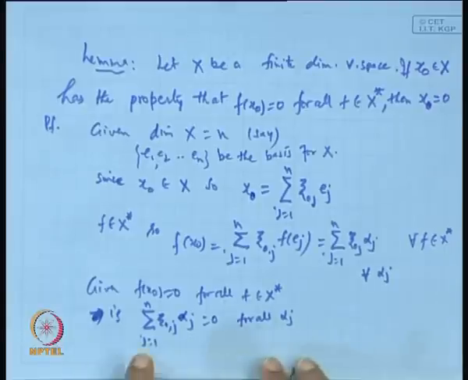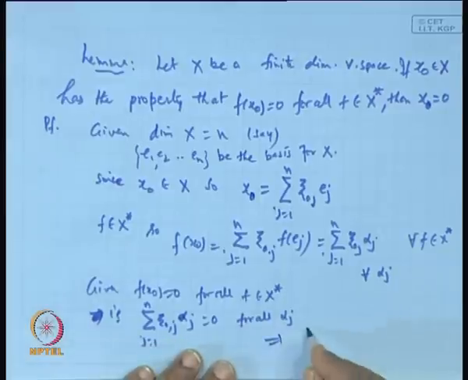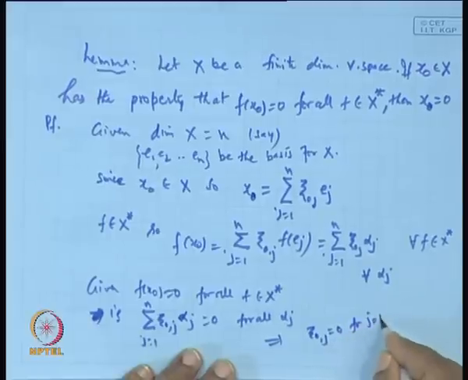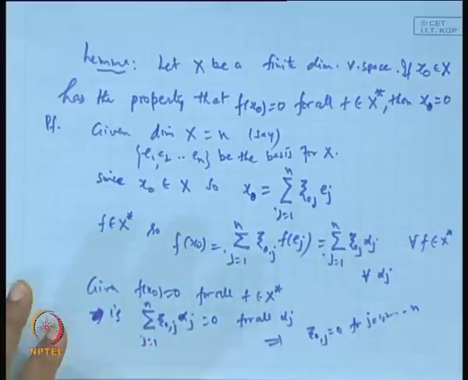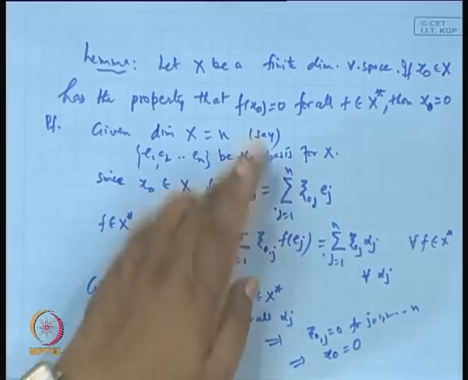So, if a linear expression is 0 for any values of αj, this is only possible when ξ0j must be 0. So, this implies that ξ0j must be 0 for j equal to 1 to n, otherwise it is not possible. This combination total sum cannot be 0 for any change of α1, α2, ..., αn. So, this implies our x0 will be 0, and that completes the result.